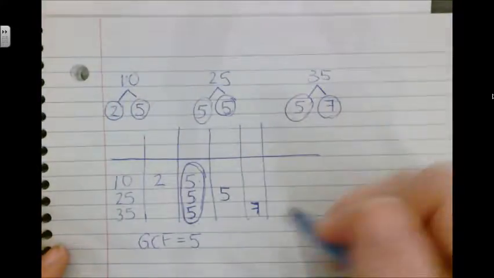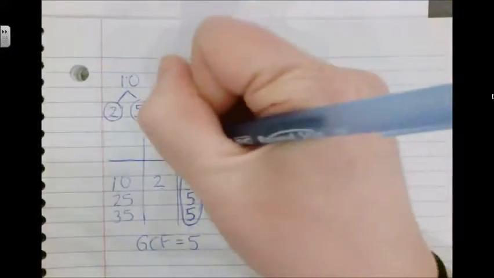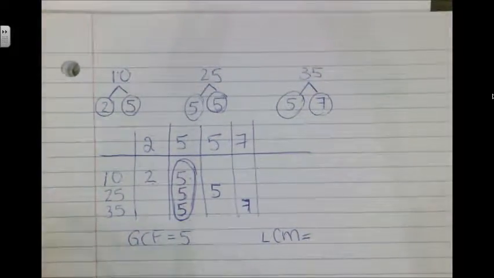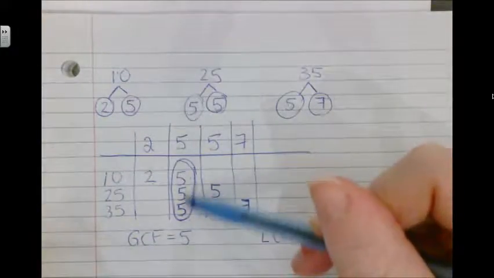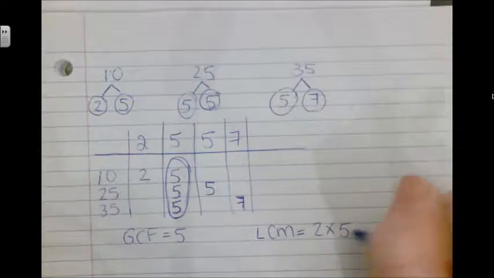Our LCM, though. For the LCM, you are multiplying one from each of the columns. So I'm multiplying 2 times 5 times 5 times 7. It's important that you only multiply one. You don't want to use each of these 5's. You only want to use one 5 from that group. So you go across the top: 2 times 5 times 5 times 7.